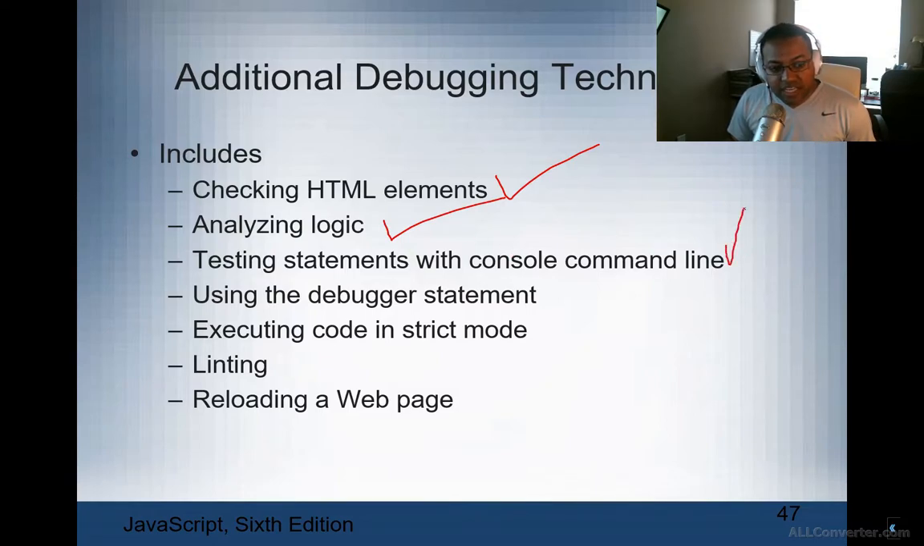You can test statements with the console command line. We wrote into the console command line to retrieve the value of an array, to retrieve things like that, but you can also use it to run functions in your code, to initialize certain things. You can do a lot in the console.